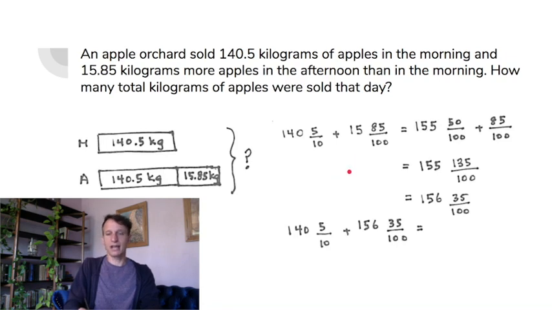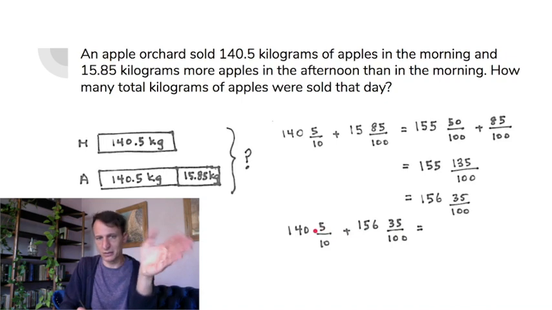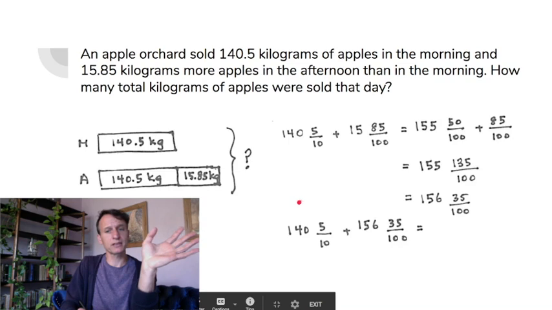Breathe. Okay. Yeah, remember, next one's going to be more difficult. All right, so let's add the whole numbers together. 140 plus 156. So you can break this down and do it in your head.